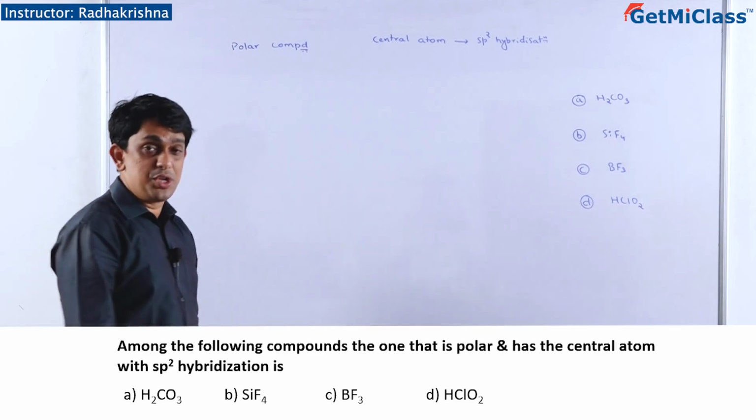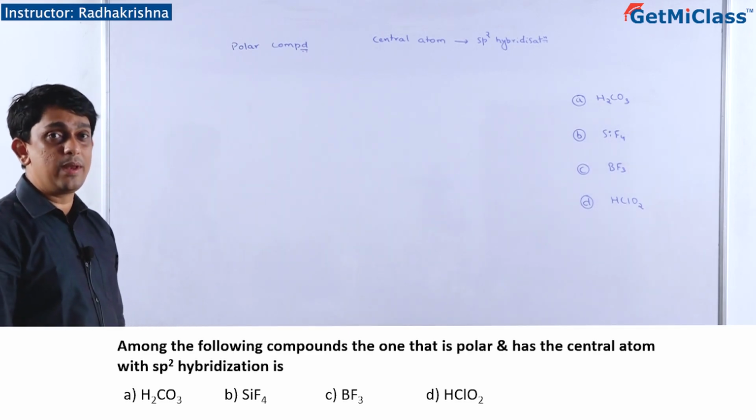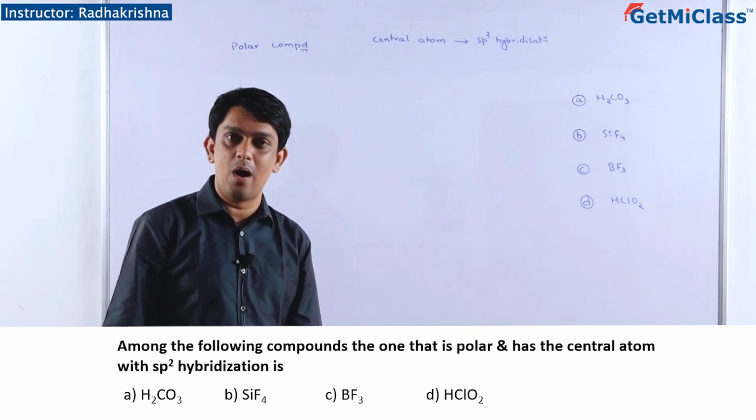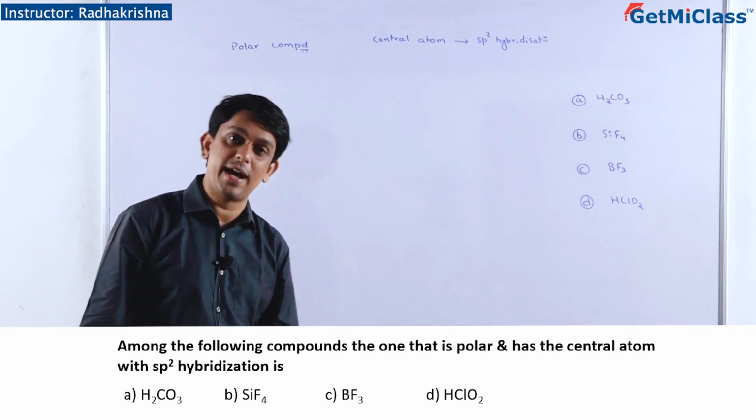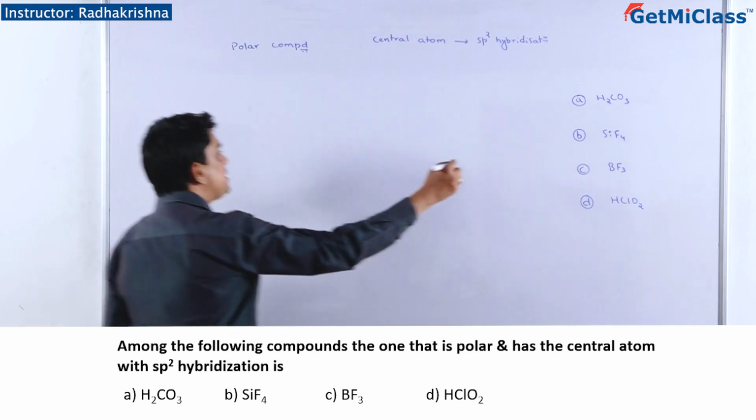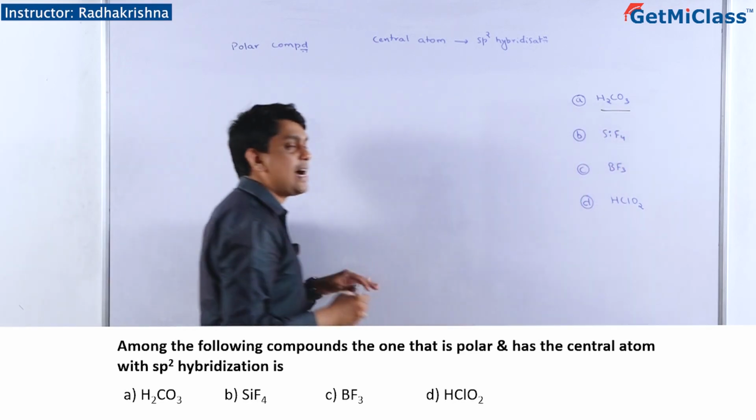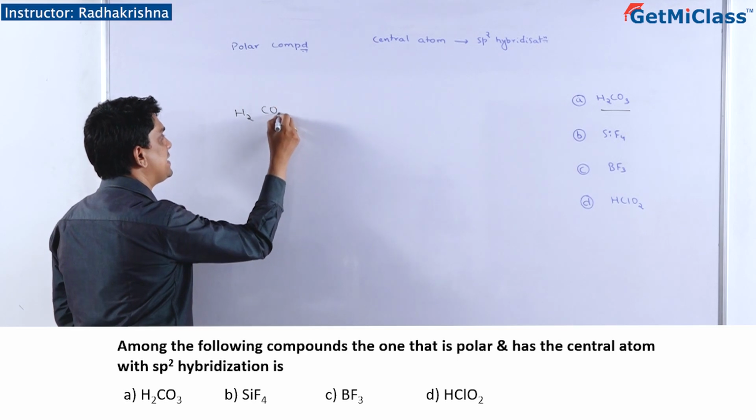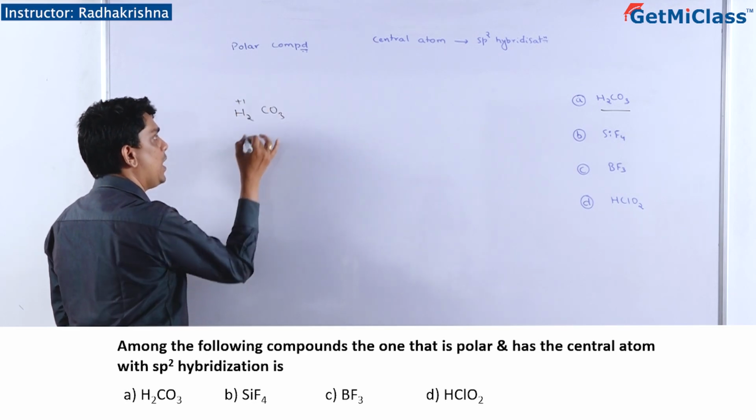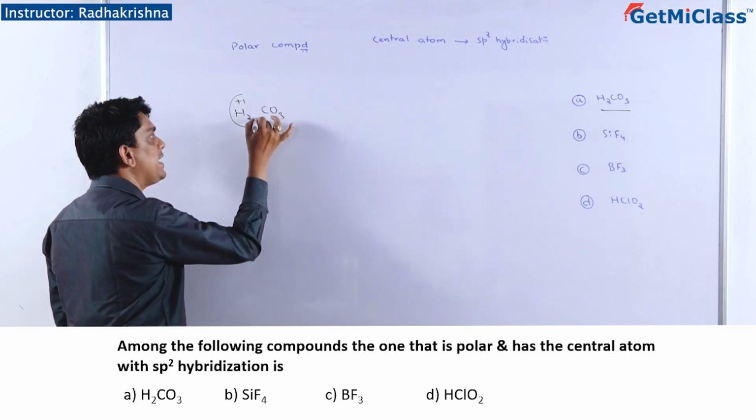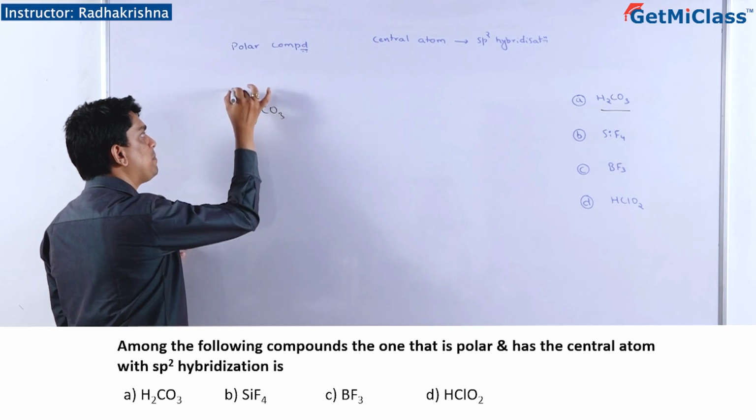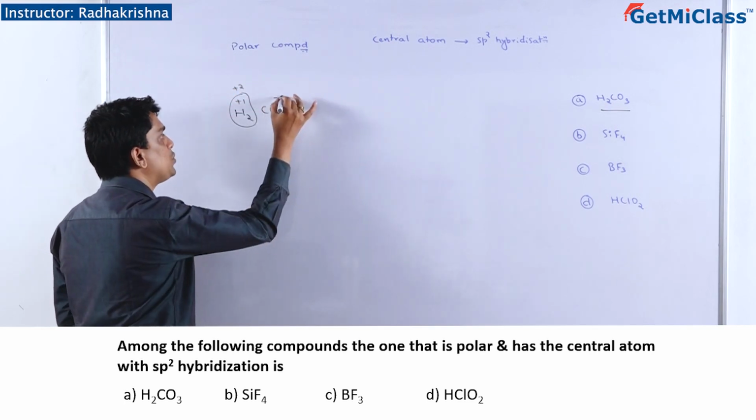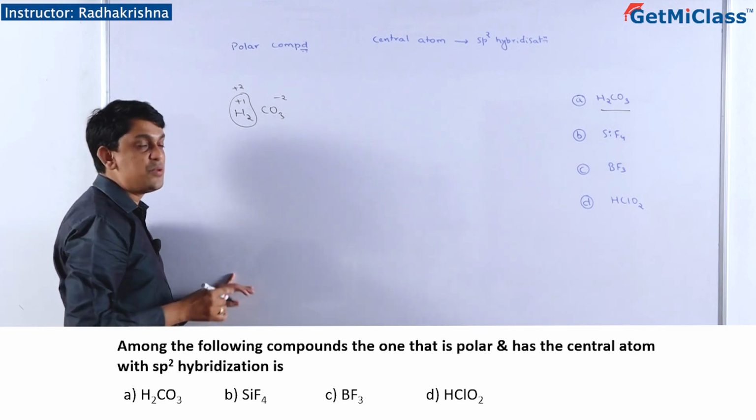Look at the question here. I want the polar compound, and the central atom of that polar compound needs to be sp2 hybridized. I will take up the first part, carbonic acid. When I write carbonic acid, I know H is +1. Taking 2 into +1, altogether it becomes +2. When that is +2, carbonate becomes -2.